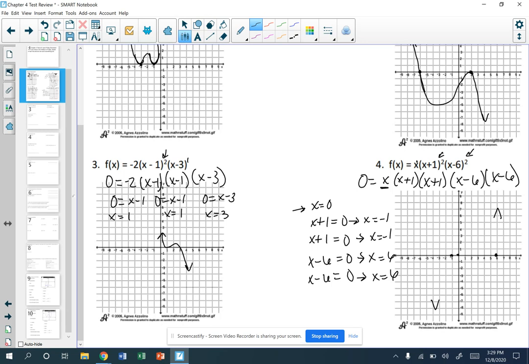Now at x equals -1, I have a repeated 0 here. So I know I'm going to have a turning point at -1, and at 0, it's going to go straight through. So it'll look something like that. And then at 6, I have another repeated 0. Okay, and then I'm just going to go ahead and connect the dots. Again, rough sketch, but it should look something along those lines.